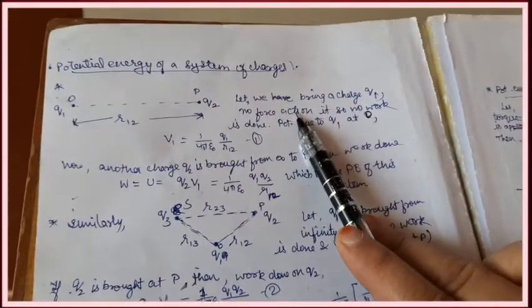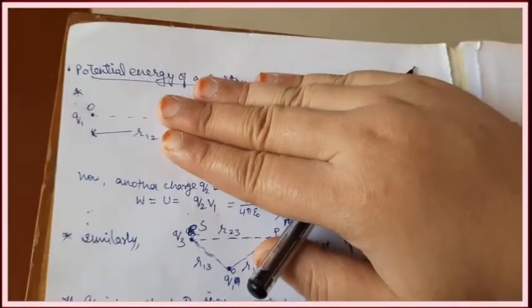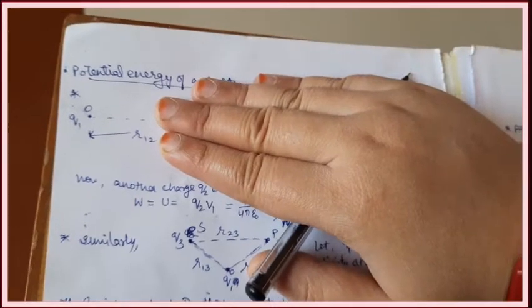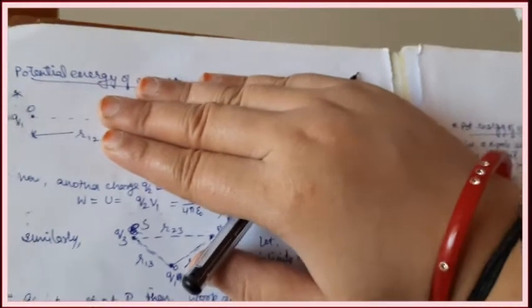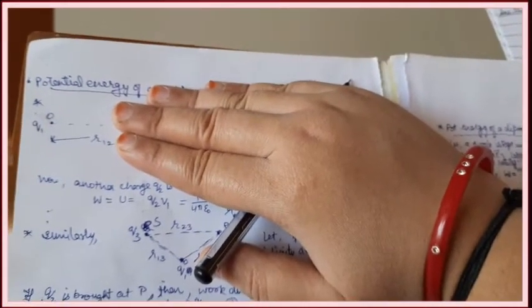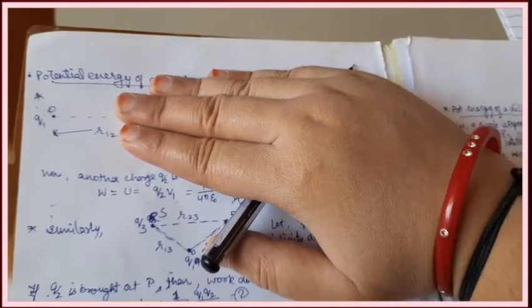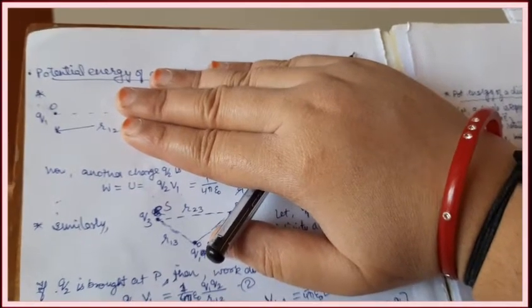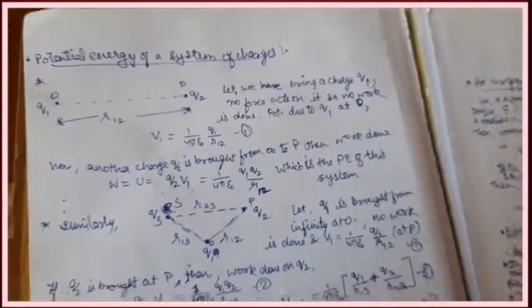Okay, so we determine the potential energy of a system of charges. For that, first we consider a situation where there is no charge present and we bring a charge q1 from infinity to a point O. Since there is no other charge present in the vicinity, no electric field is acting, no repulsion force is acting on q1, so we do not have to do any work in bringing charge q1 from infinity to point O because of the absence of any external electric field.